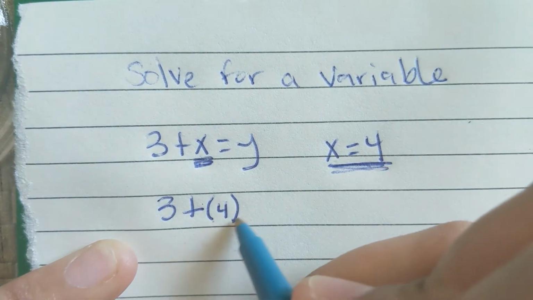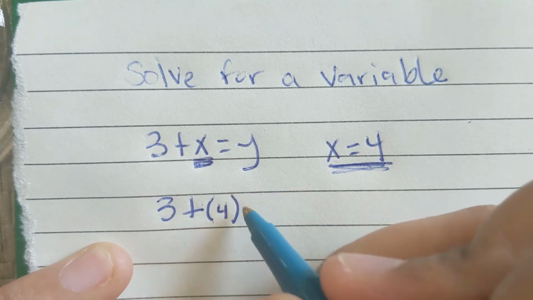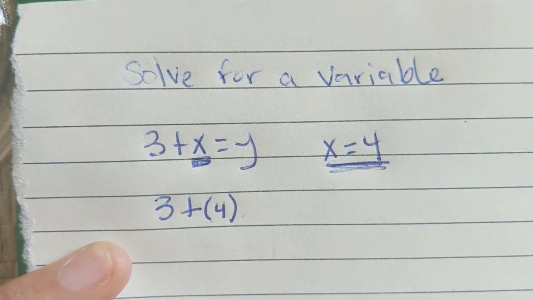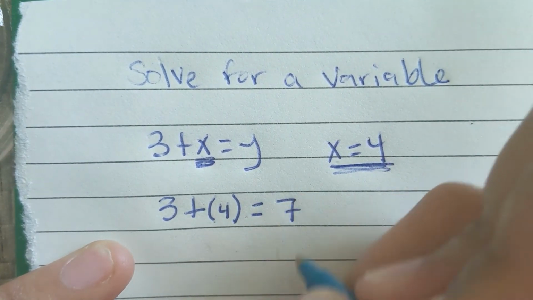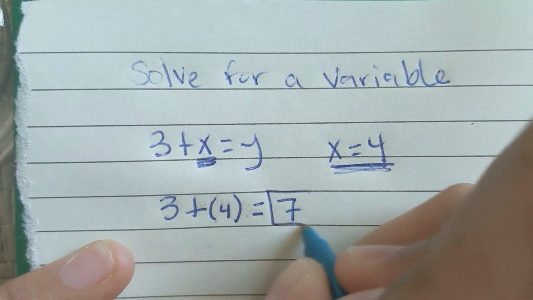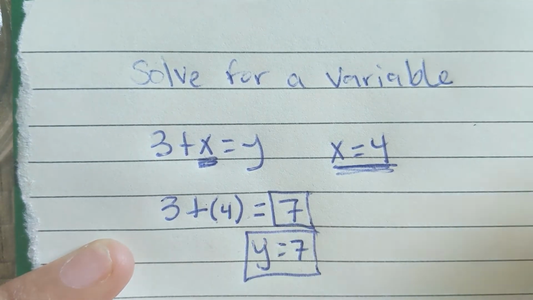And I like to put parentheses around it, guys, because later on when we start multiplying, the parentheses is going to make things a lot more clear, okay? So then 3 plus 4 is 7. So we know that y is equal to 7, okay?